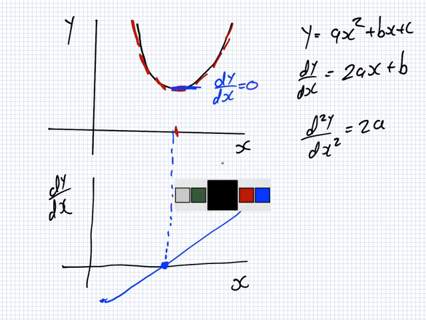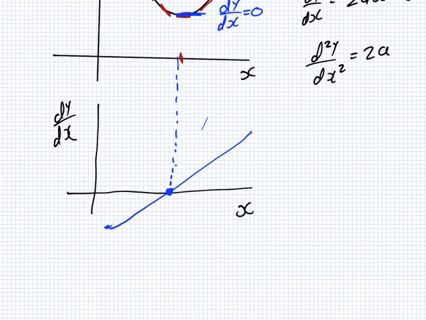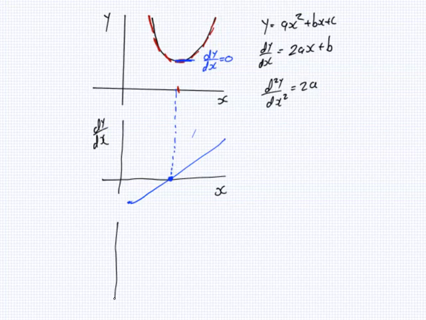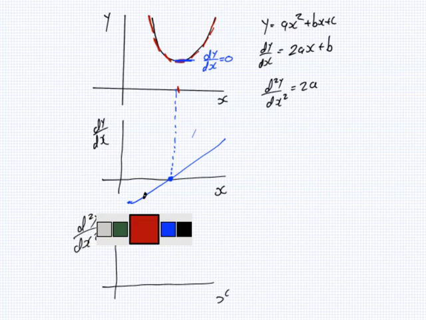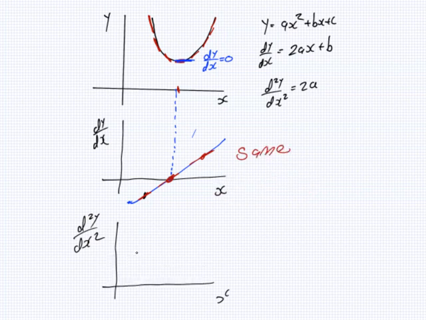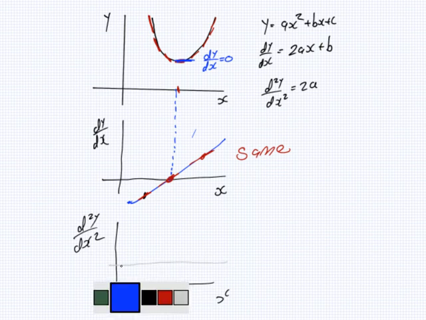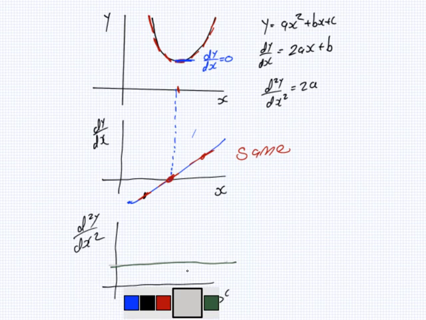Now let's have a look at what the second derivative will look like. If I draw the second derivative, here the slope is positive, here positive, here positive. In fact, not only is it positive, but it's the same, which means if I graph it, it'll be a horizontal line. Like this. Now let me just do all of this again, except put the graph upside down.